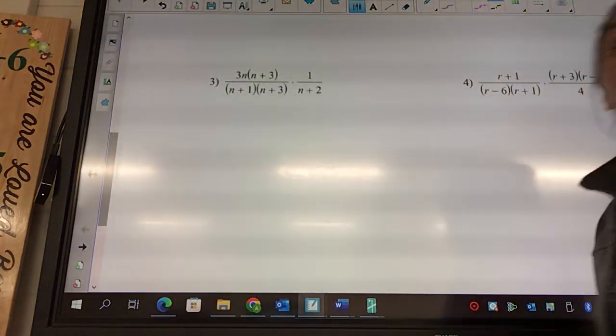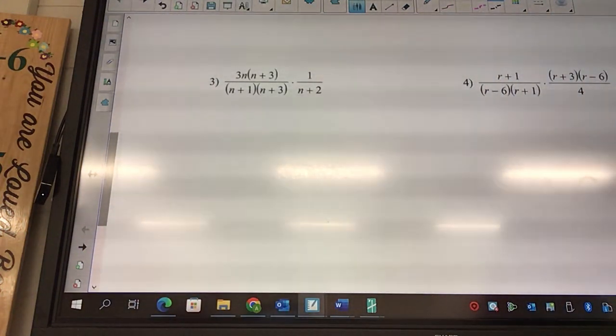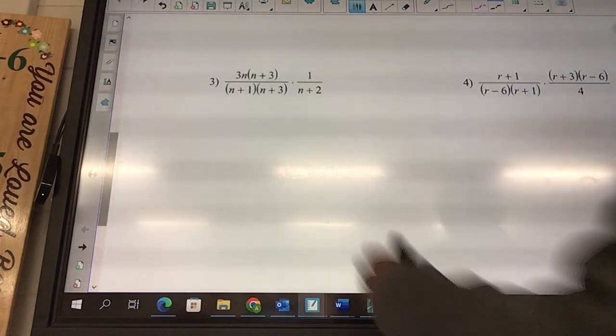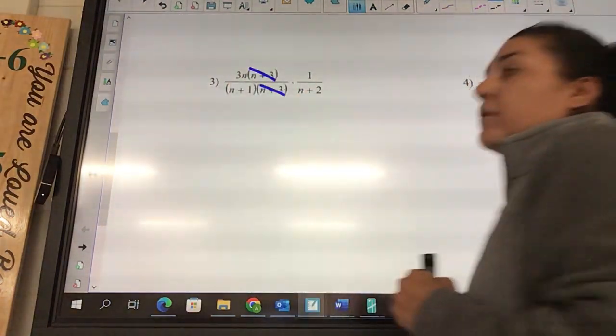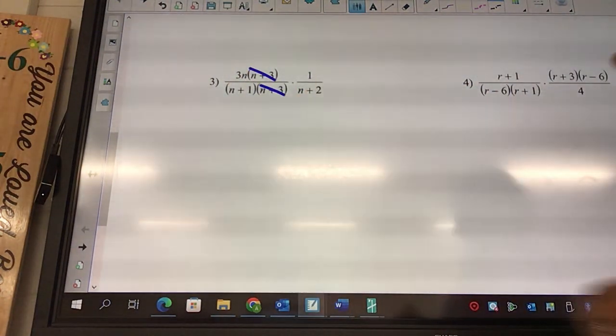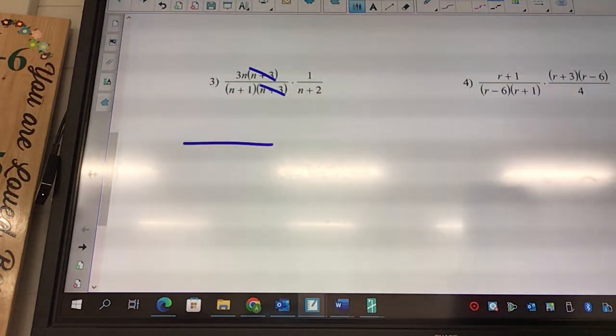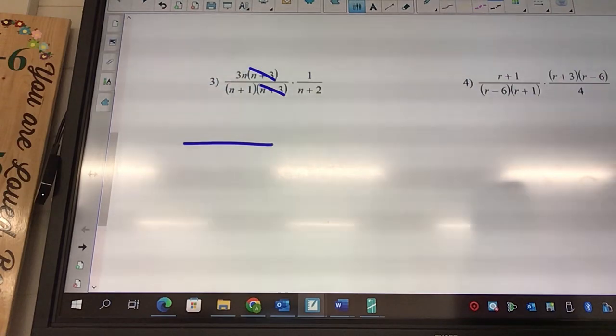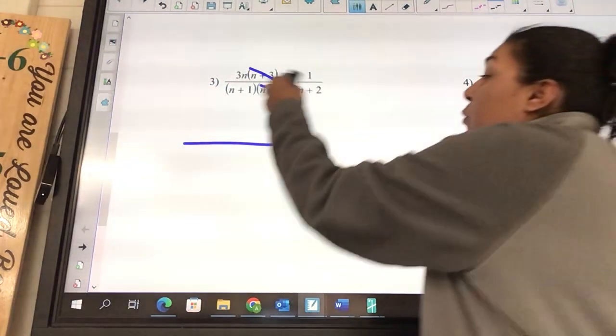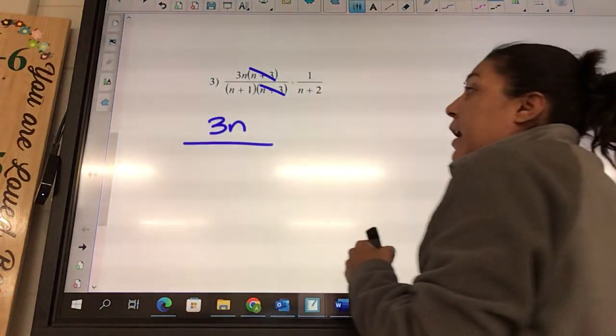Okay, look at number 3. What can we cross off? 3 and 3. What else? That's it. Now, pause for a second. What is 3n times 1? 3n. So really the 1 kind of just disappears. So you're going to have 3n on the top.